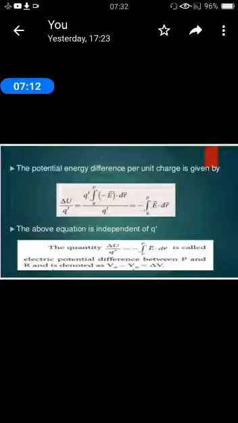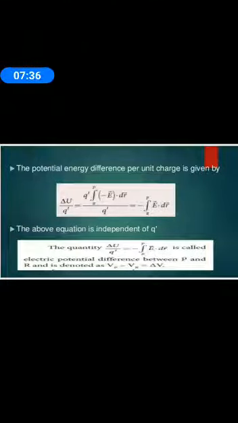Now I am just substituting that here in this formula, delta U by Q prime. In the numerator you have the formula of delta U, and in the denominator you have Q prime. You could just cancel out Q prime of the numerator and denominator. So you are left with the formula delta U by Q prime is equal to minus integral of R to P E vector dot dr vector. And an important note, the above equation is independent of Q prime.